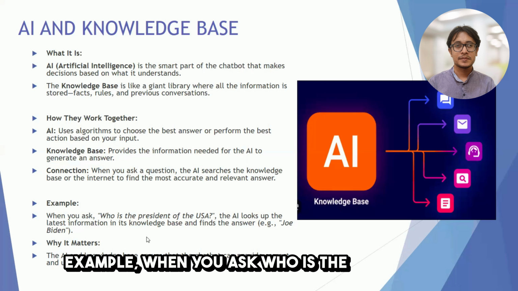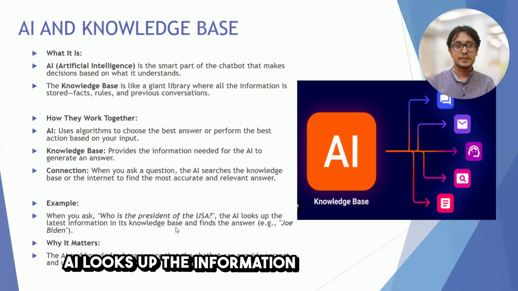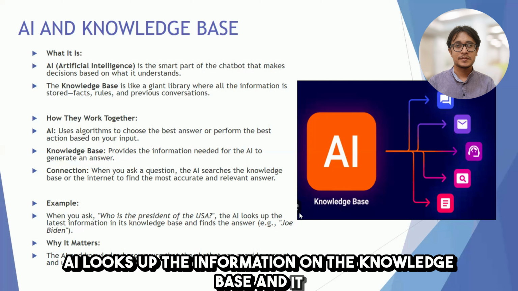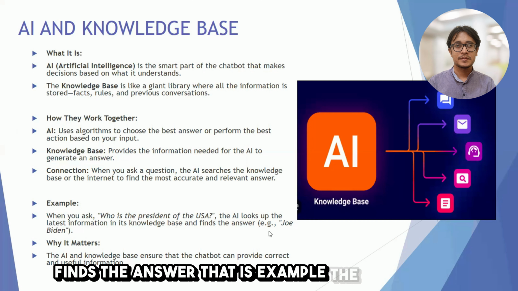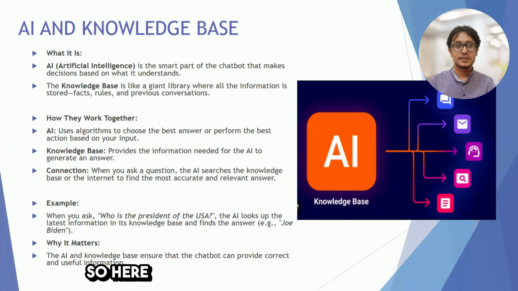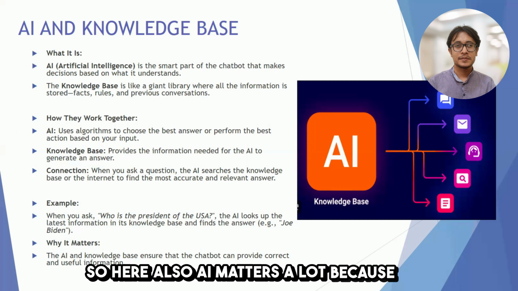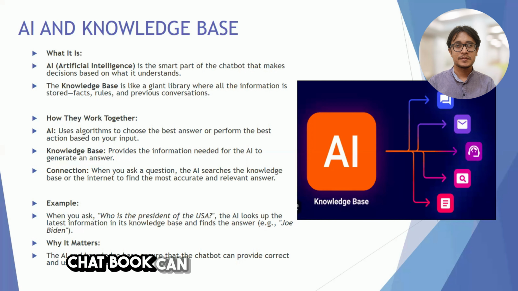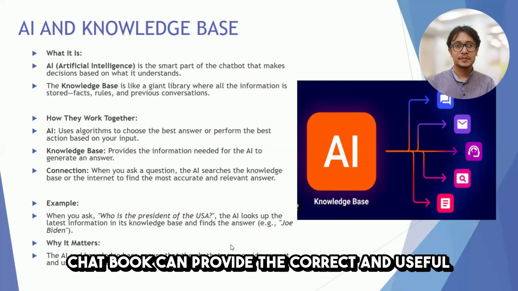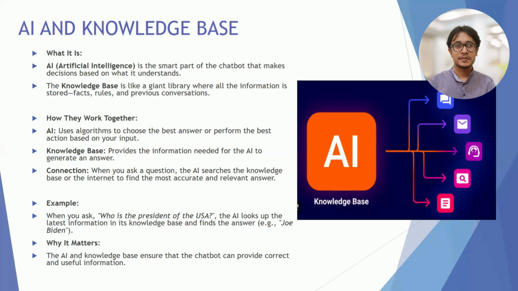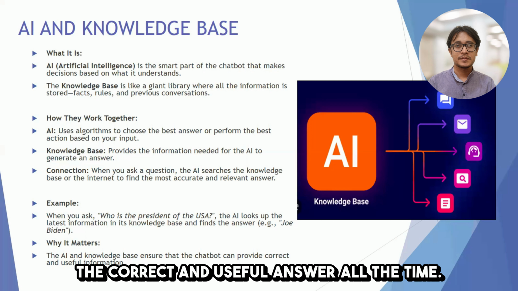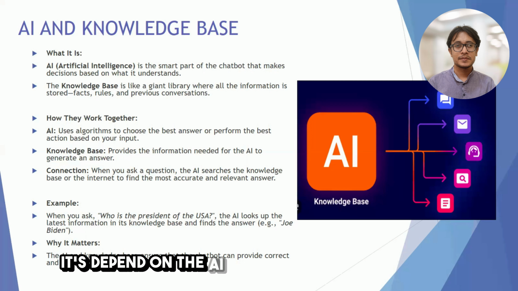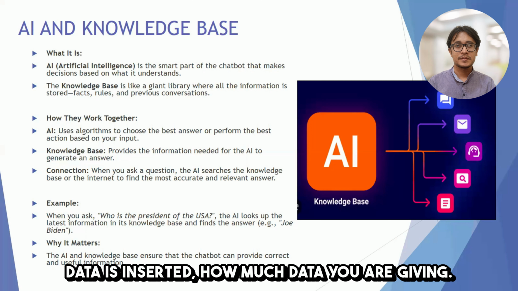Example, when you ask who is the president of USA, the AI looks up the information in the knowledge base and finds the answer. For example, Joe Biden. So here also AI matters a lot because you're giving the input. The AI knowledge base ensures that the chatbot can provide correct and useful information. So it is not mandatory that it will give the correct and useful answer all the time. It depends on the AI knowledge base, how much data is inserted, how much data you are giving.